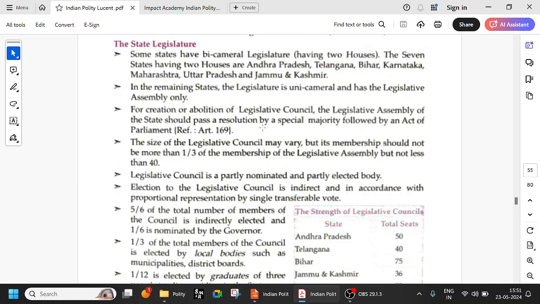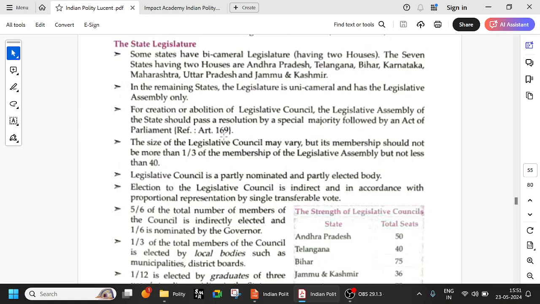So for creation or abolition of legislative council, the legislative assembly of the state should pass a resolution by special majority followed by an act of Parliament. So this is very important. Article 169. It starts from 168, right? Article 168 deals with the assembly, 169 with the council.